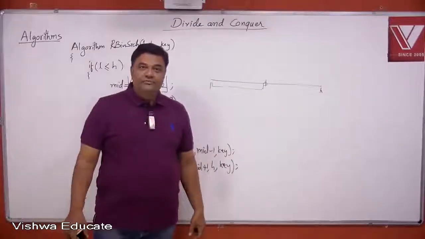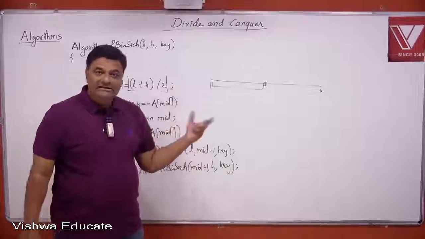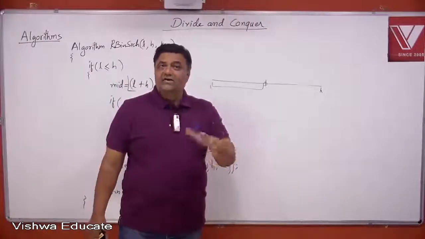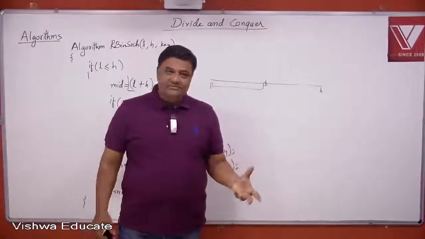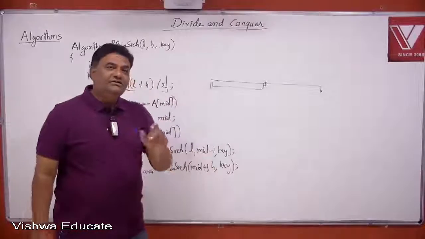It is divided into two parts, isn't it? Either left side or right side. In this problem, we have to check either left or right, not both. But in the rest of the problems, we have to do processing on both the sides. But in binary search, only one side is enough.